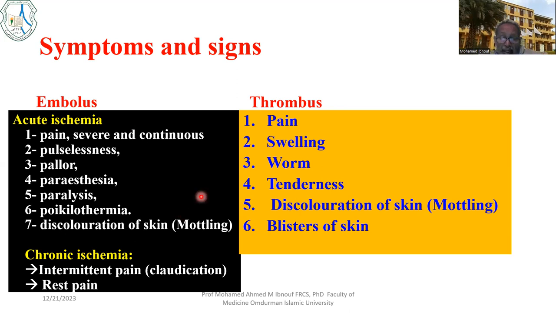On the other hand, in chronic limb ischemia, which is due to reduced velocity due to narrowing of the arteriosclerotic vessels, patients usually complain of intermittent pain called intermittent claudication because of the reduction of the blood supply to the lower limbs. And later on, when the blood supply is severely reduced, the patient will complain of rest pain.